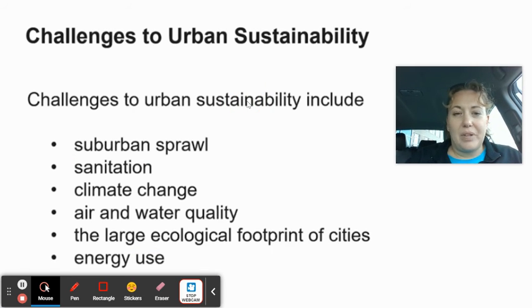All right, effectiveness of different attempts to address the sustainability challenges. So we know we have got to improve our cities so they can last well beyond our time. But obviously, there's going to be some challenges to this as well. How do we deal with suburban sprawl? The amount of houses that have spread out, and keeping access to improved sanitation, climate change, air and water quality, large ecological footprint of cities, and then the use of energy.